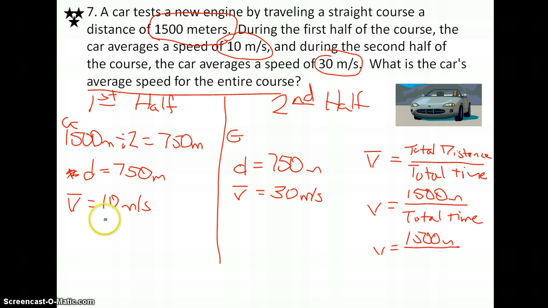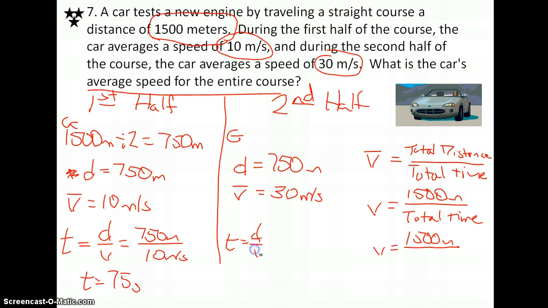Well, let's come back here, and we can figure out the time for the first half of the course by rearranging our velocity equation to solve for time. So that's distance over velocity. And let's plug in our numbers. Our distance, 750 meters over 10 meters per second, gives us a time of 75 seconds. Do the same thing over here. Time is distance over speed, and the distance being 750 meters. Speed is now 30 meters per second. And it should be 25.